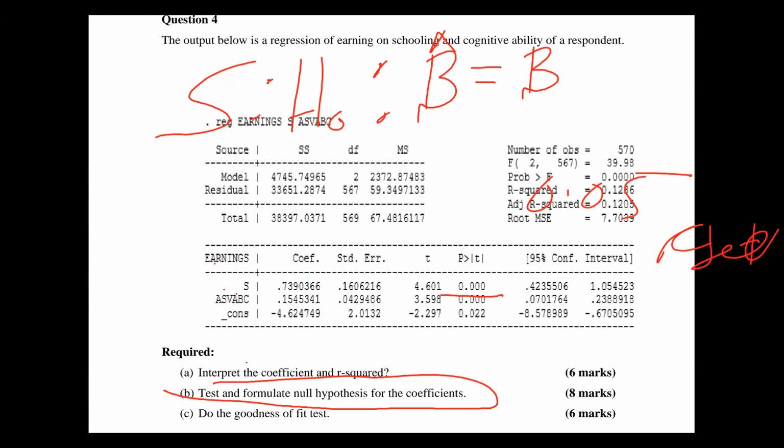Doing the same on cognitive ability, you can see that the p-value again is less than 0.05. You reject the null hypothesis again. The null says that the cognitive ability of the respondent doesn't have an impact on earnings. You reject that, which means that it has an impact, right? It is statistically significant to the model. And also the constant is significant. Is that clear?